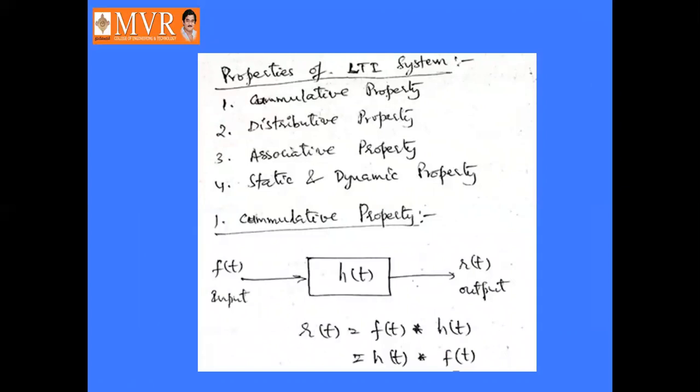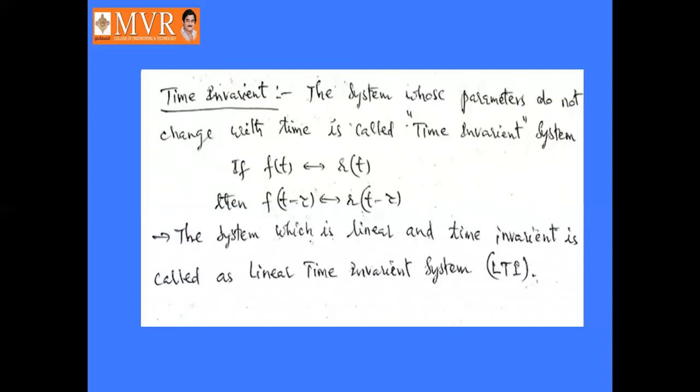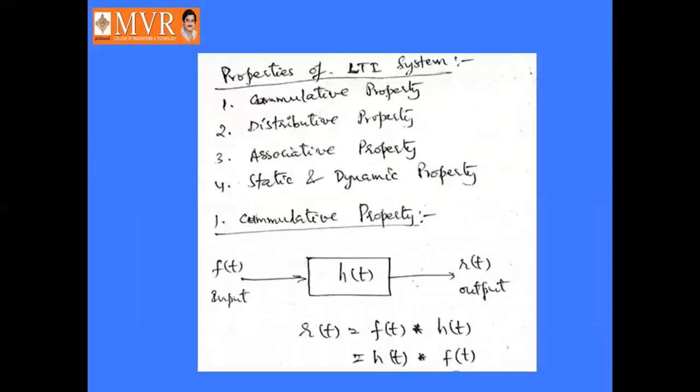What is meant by a non-linear system? A non-linear system is one which does not satisfy the scaling and superposition theorems. Then there is the time variant system.